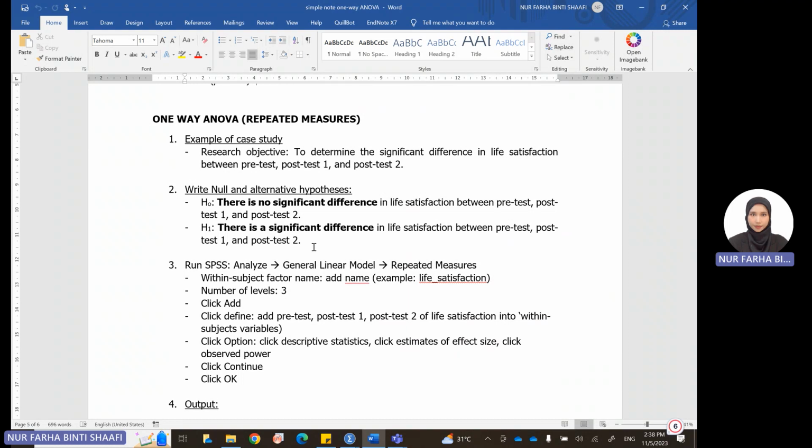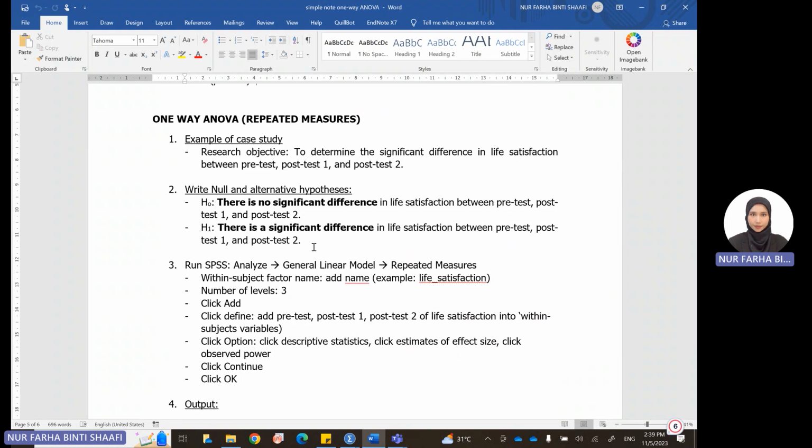This is your research objective. You want to determine the significant difference in life satisfaction, kepuasan hidup, between pre-test, post-test 1 and post-test 2. This one I just get from your SPSS data set. Post-test 1, maybe they have another alternative method which come up with the post-test 2. I don't know. So they have 3, yeah?